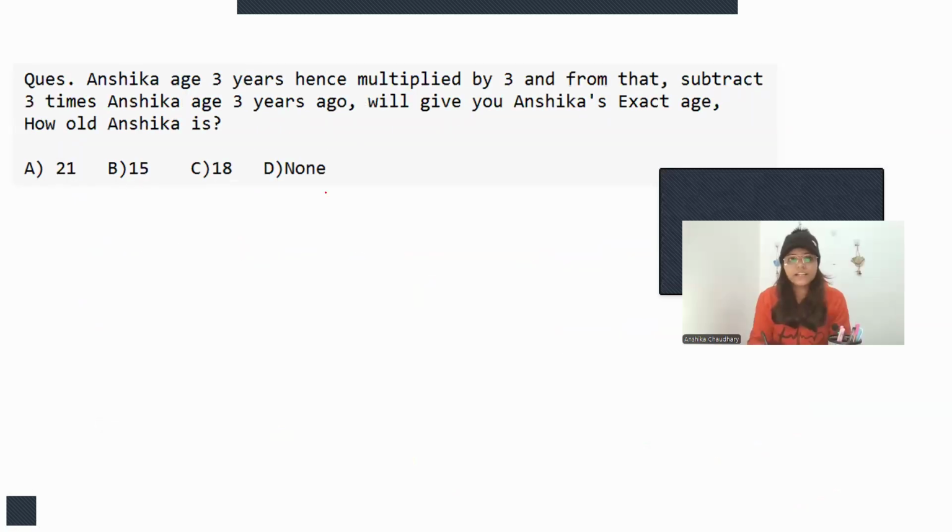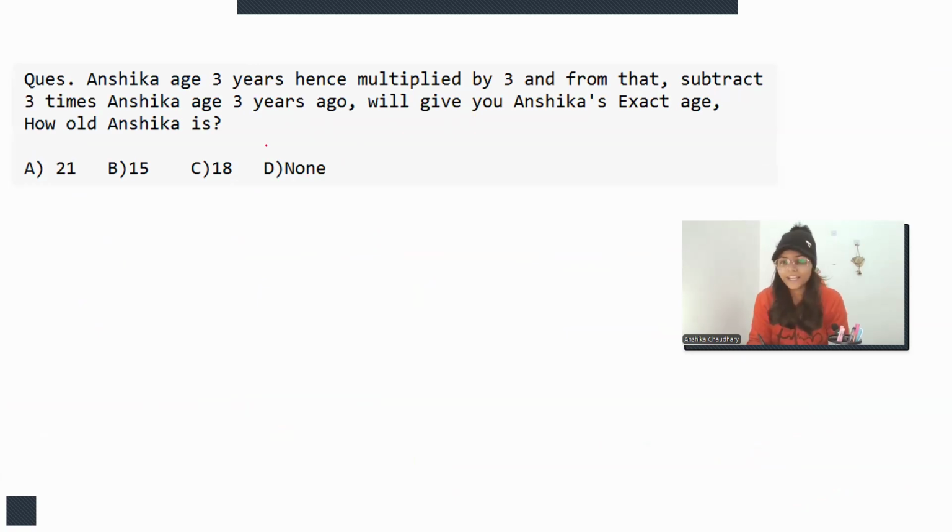The next question is about Anshika. That is my name. I have changed the question, but the idea is simple, I just changed the name. Anshika's age 3 years hence, multiplied by 3, and from that subtract 3 times Anshika's age 3 years ago will give you Anshika's exact age.